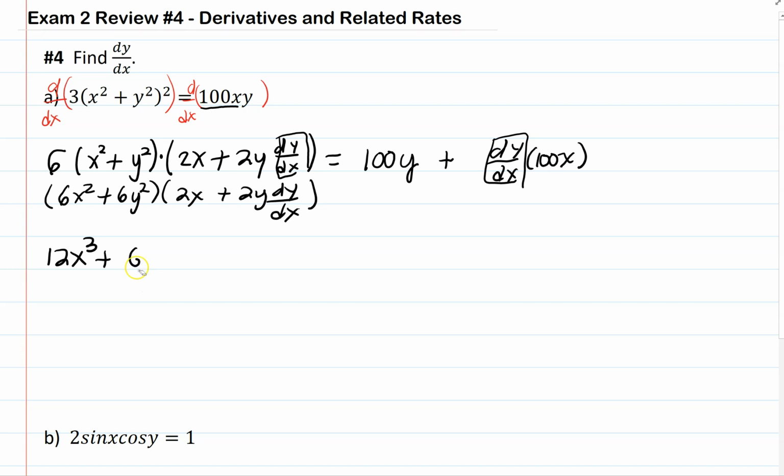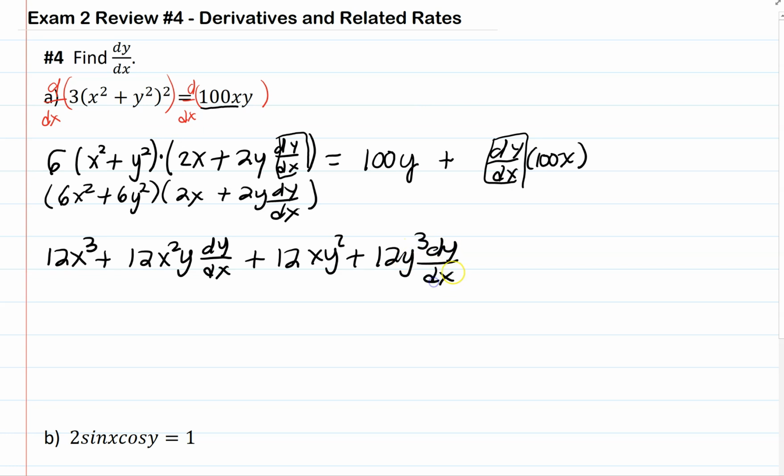plus 6x squared multiplied by 2y dy dx is 12x squared y dy dx plus 12xy squared plus 12y to the third dy dx is equal to 100y plus 100x dy dx.